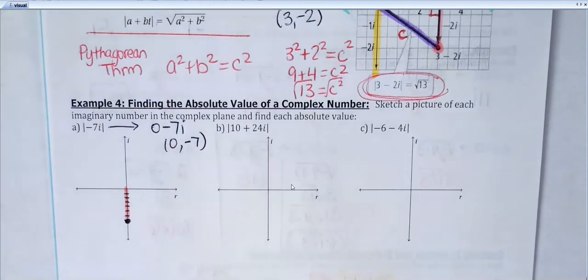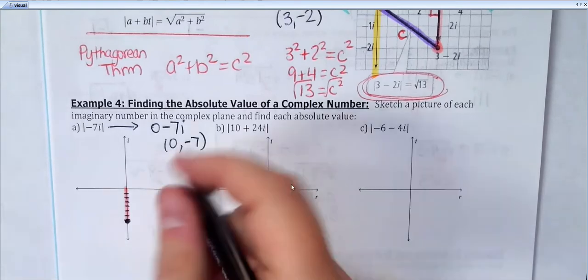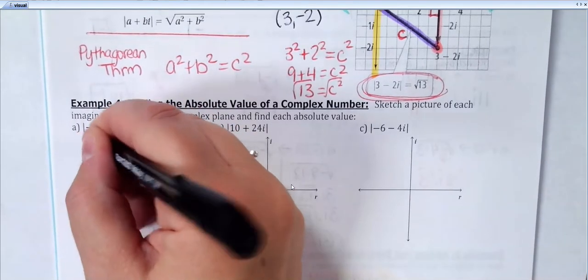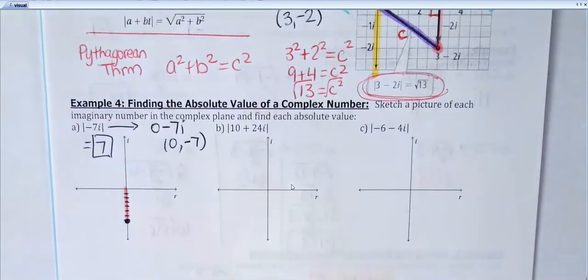7. You can count this. This is just a straight vertical line, straight horizontal line. We can just count. That's not a problem. I don't have to use the Pythagorean theorem. This absolute value would literally just be 7. That would be the length of that segment.